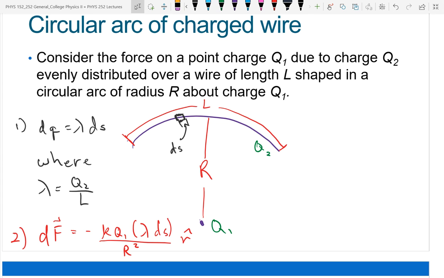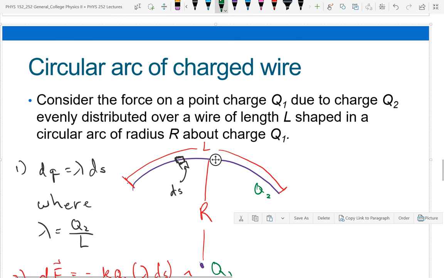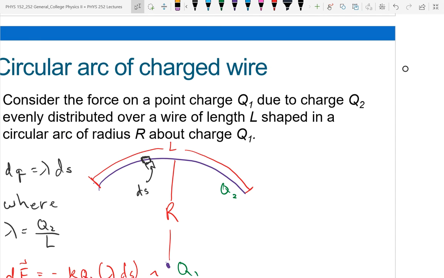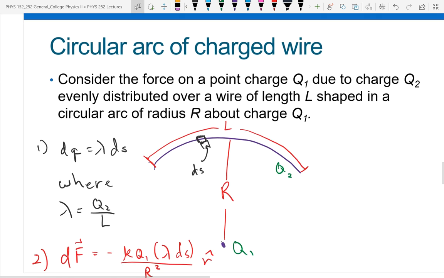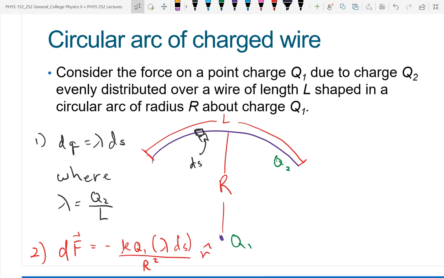So let's start the component idea off by first identifying what direction. Let's say Q1 and Q2 are both positive. If they're both positive, is it an attractive or repulsive force? Repulsive. So what direction is the force on Q1 due to that charge?